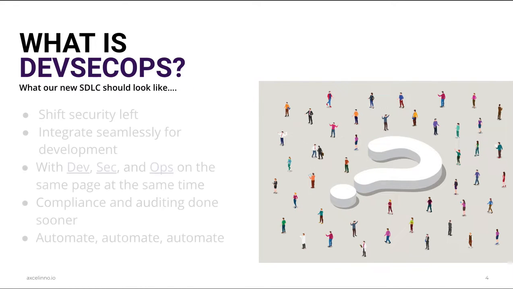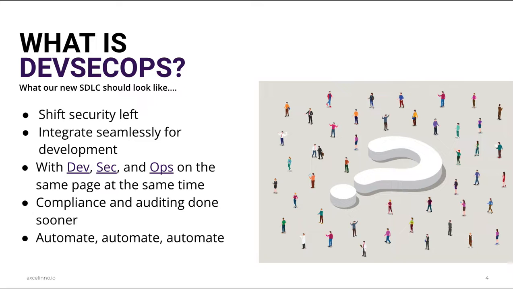So what is DevSecOps? What should the SDLC look like? Well, one, we need to shift security left. Two, integrate seamlessly for development. We're going to put Dev, Sec, and Ops all on the same page at the same time. We're going to make sure that as part of this, any compliance and auditing is done sooner. And we talk a lot about automate, automate, automate.